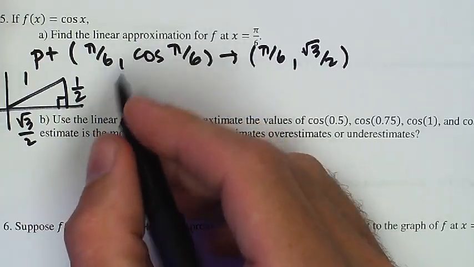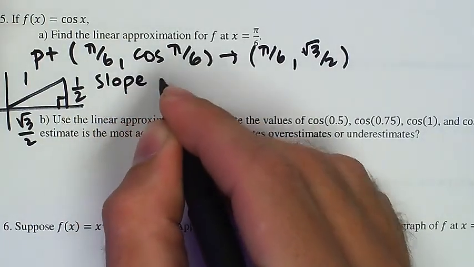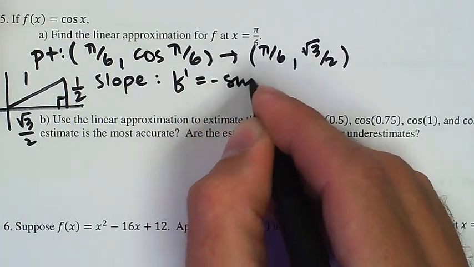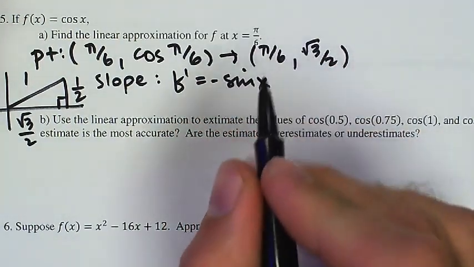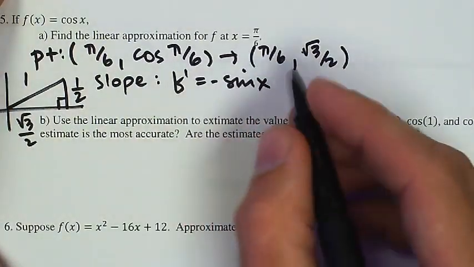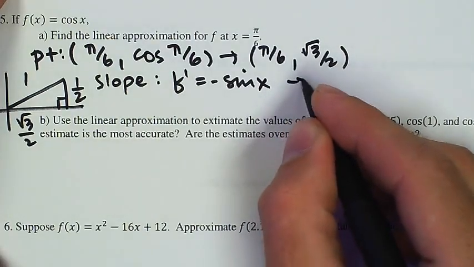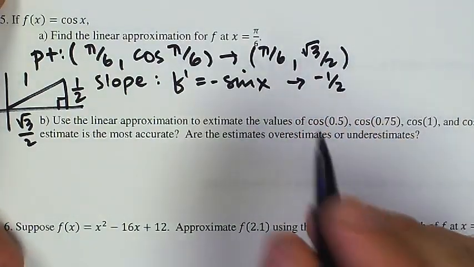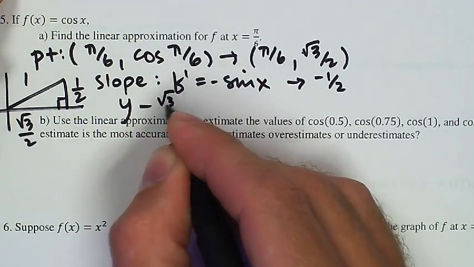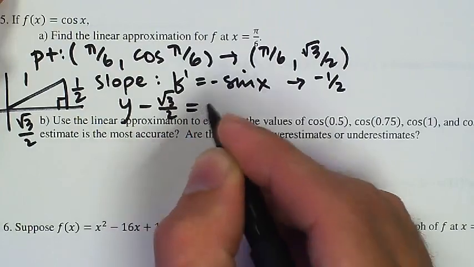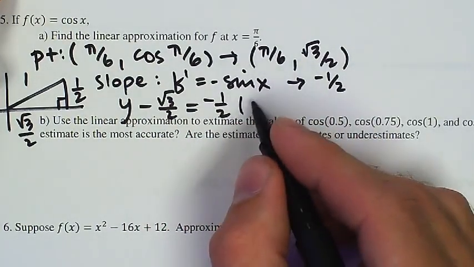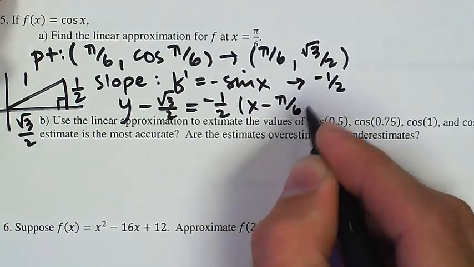The slope is going to be f prime equals negative sine x. So negative sine of pi over 6 is going to be negative 1/2. So the linear approximation is y minus root 3 over 2 equals negative 1/2 of x minus pi over 6.